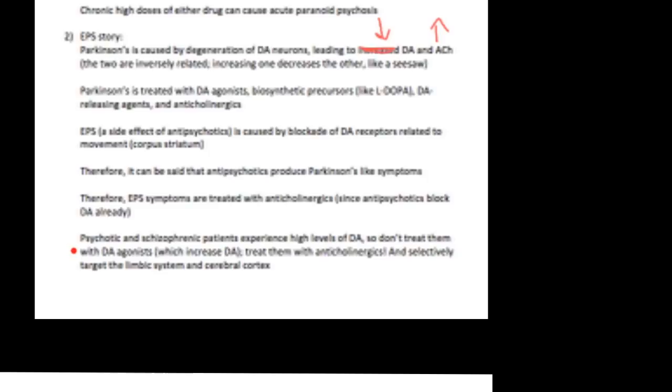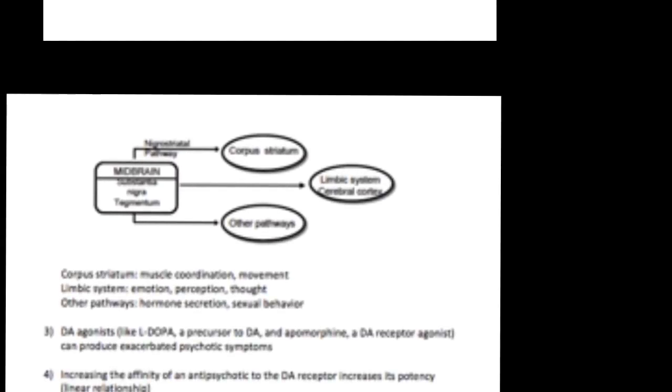Additionally, psychotic and schizophrenic patients experience high levels of dopamine, so you can't treat them with dopamine agonists, which increase dopamine. Instead, you selectively target the limbic system and cerebral cortex. In psychotic and schizophrenic patients, they have an increase in dopamine, primarily found in the limbic system and the cerebral cortex. So you want to selectively target this without inhibiting their muscle coordination or movement or the sexual behavior or hormone secretion.